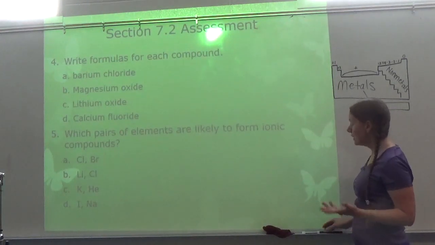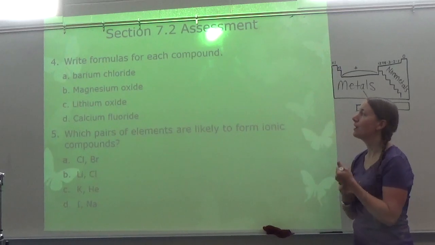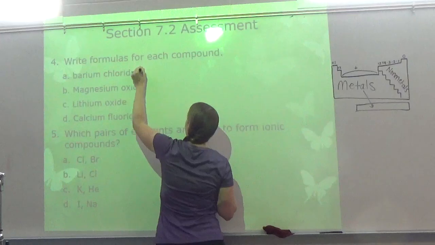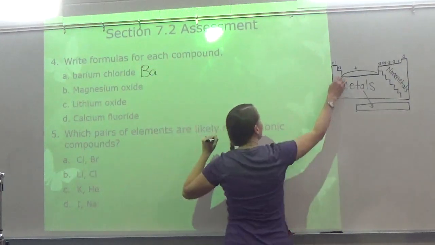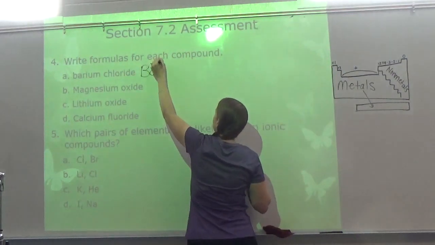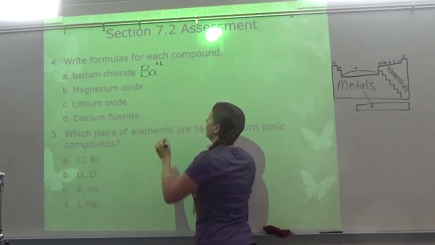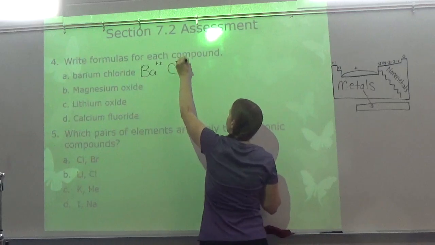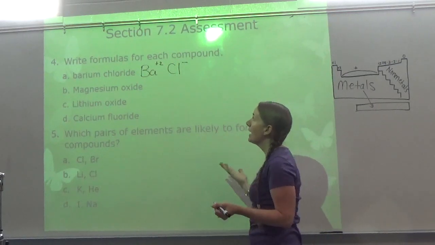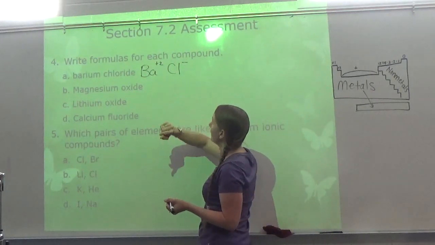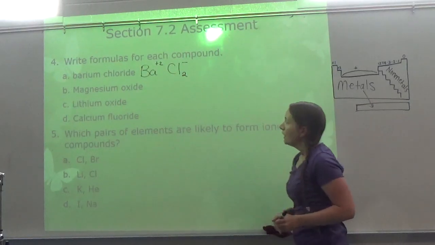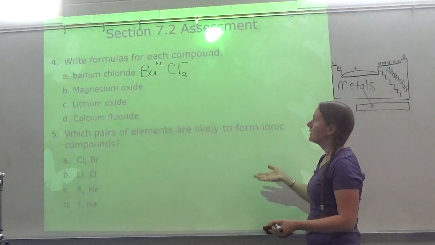All right, so it says write the formulas for each compound. So it says barium chloride. Well, barium is Ba. It is in group 2, so it has a positive 2 charge. Chloride is Cl. It's in group 17, so it has a negative 1 charge. So how do I balance these? Because plus 2 and negative 1 don't cancel. I cross down my 2. All right, to save time, I'm not going to keep rewriting it.